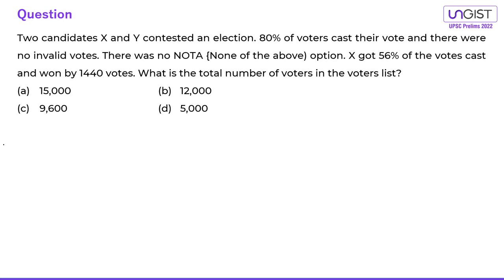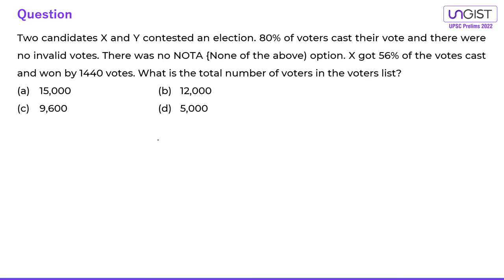Next question is, two candidates X and Y contested an election. 80% of the voters cast their votes and there were no invalid votes. There was no NOTA option. X got 56% of the votes cast and won by 1440 votes. What is the total number of voters in the voters list?